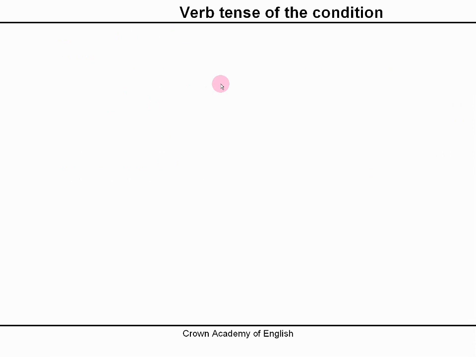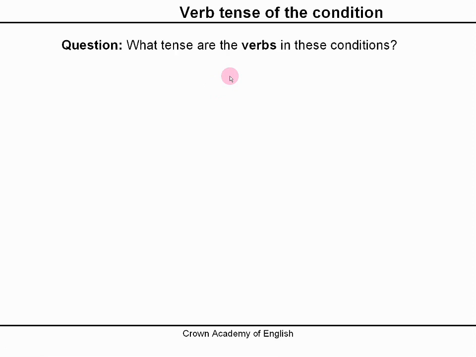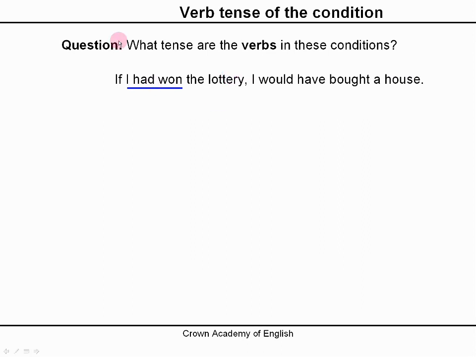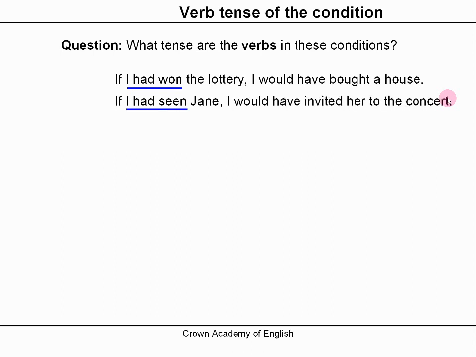Let's look at the verb tense of the condition. Question: What tense are the verbs in these conditions? If I had won the lottery, I would have bought a house. So I'm asking you, what is this tense? I had won. And the second example, if I had seen Jane, I would have invited her to the concert. So what is this tense? I had seen.